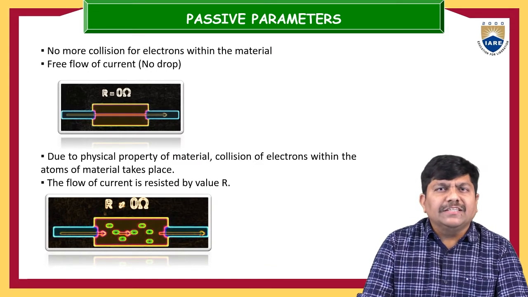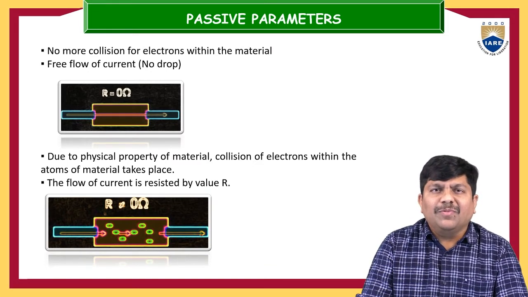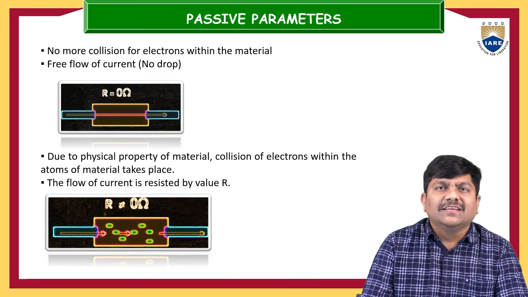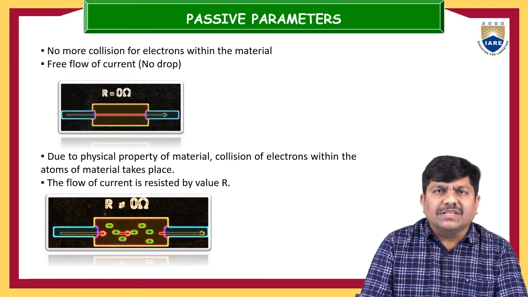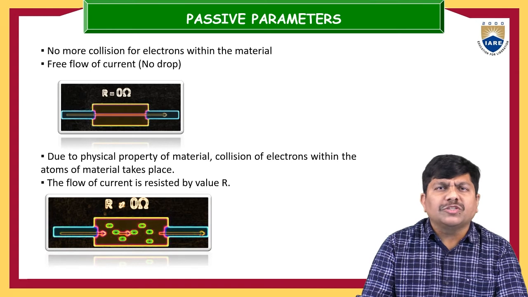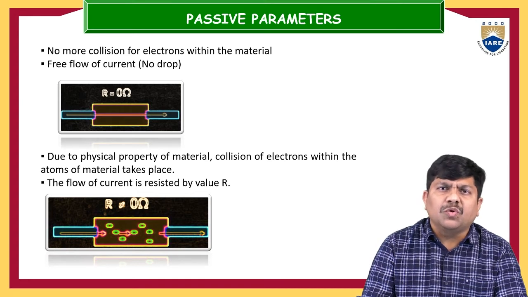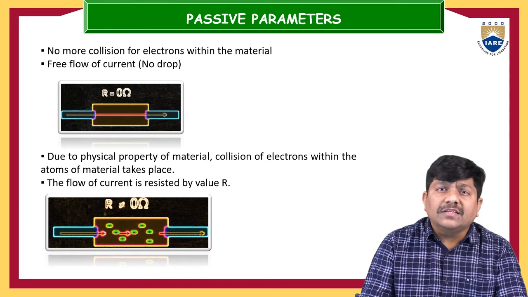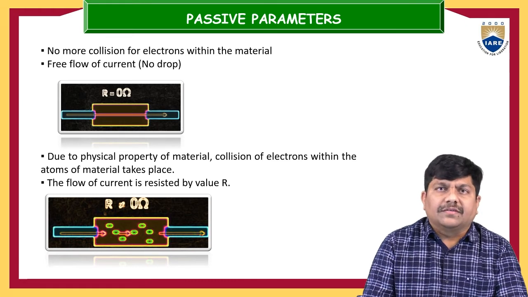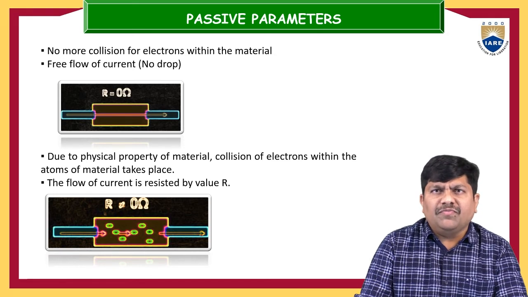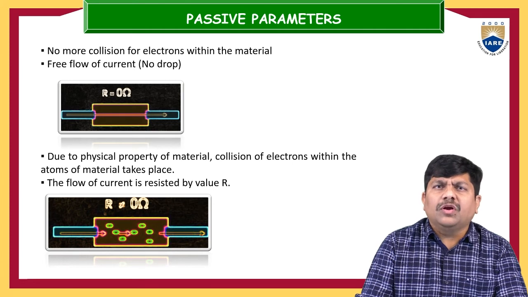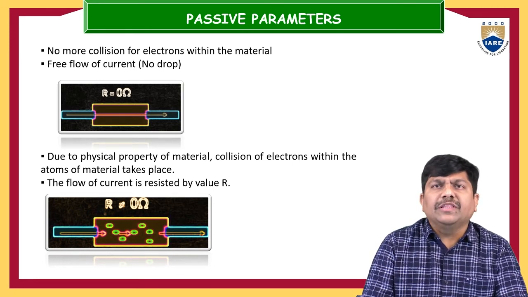So, for these extreme conditions, I would like to highlight with one simple example why R is equal to 0. If R is equal to 0, there is no opposition, which means there are no collisions with other charged particles in the conductor. So there are no more collisions for electrons within the material, so there is free flow of current. There is no drop at all, so the current will be maximum in magnitude.